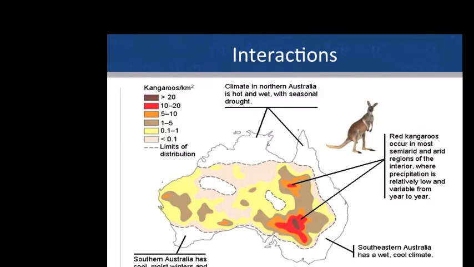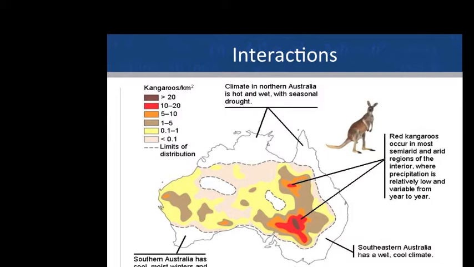So here's a slide that shows the interactions between organisms and their environment, and this determines how abundant that organism is. I would ask my students, why do you think the range of kangaroos followed this pattern? What we have here is the continent of Australia, and climate in northern Australia is hot and wet with seasonal drought, and these red kangaroos occur most densely where you see this dark brown, and they like it where it's arid or semi-arid, precipitation is relatively low and variable from year to year.